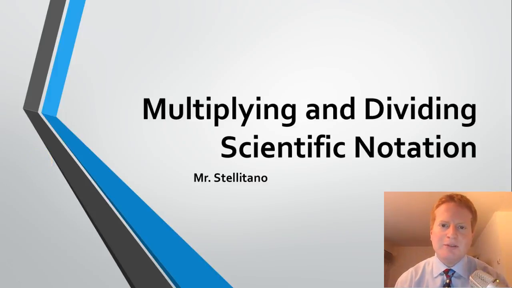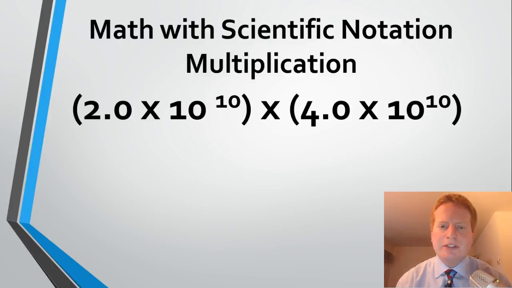Hey, it's Mr. Saltano, and in this video we're going to learn how to multiply and divide with scientific notation. So firstly, let's talk about multiplying. You want to remember our vocabulary from the last time: our coefficients, which is our number before the multiplier, so this is a coefficient of 2 and of 4 over here, and our exponent, which is our power of 10.